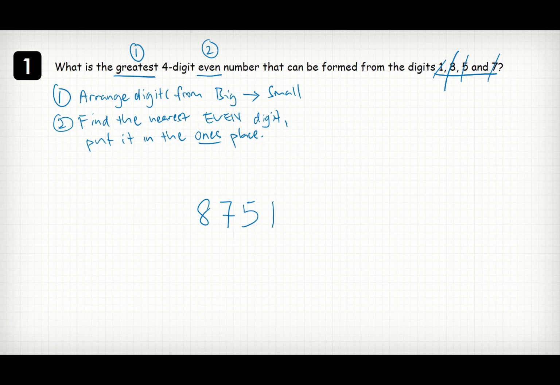First of all, we must understand how do we see whether this number is an even number or odd number. We must be very clear by now. Okay? To know whether this is an even number or odd number, we need to only look at the digit in the ones place. If the digit in the ones place is an odd number, like this, is odd. This means 8751 is an odd number.